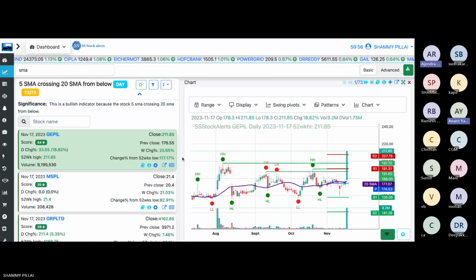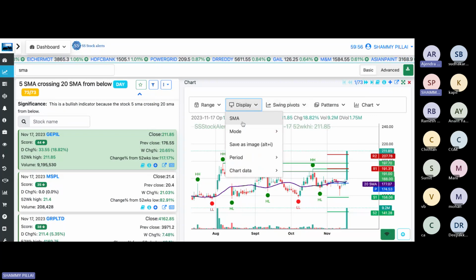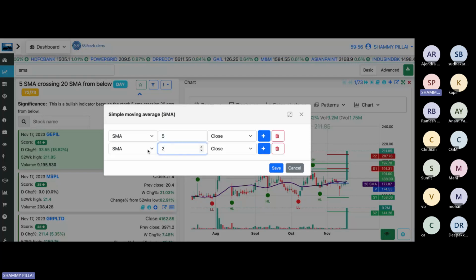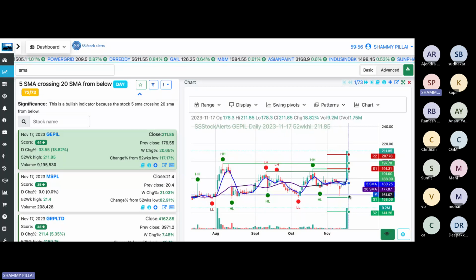I thought maybe we can't add multiple ones. That's why I was confused. But when this opens, is it possible that both moving averages come? Now you can add 5, and now we can have 20. So you can have the same thing there, say 5 crossing 20. Sorry, I was not aware of this feature. Okay, got it.